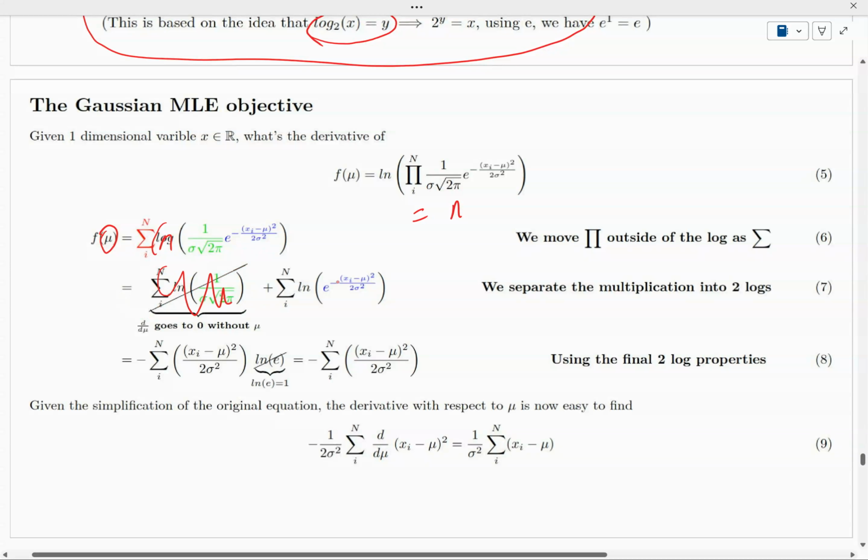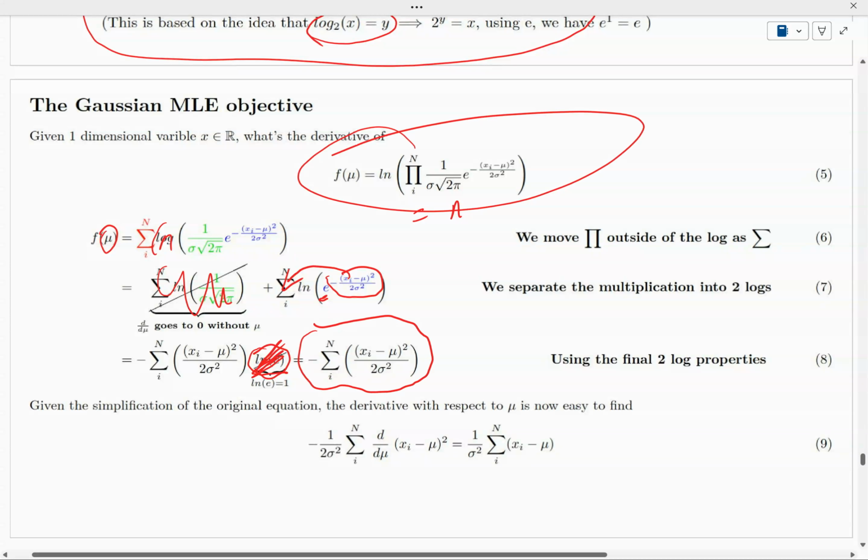And next, notice that this is an e to some power. So with log, we can move the power to the front of the log. So if we move the power to the front of the log, then our result is log of e, and log of e is equal to 1. So we can cancel that. So that really complicated equation is suddenly pretty simple.